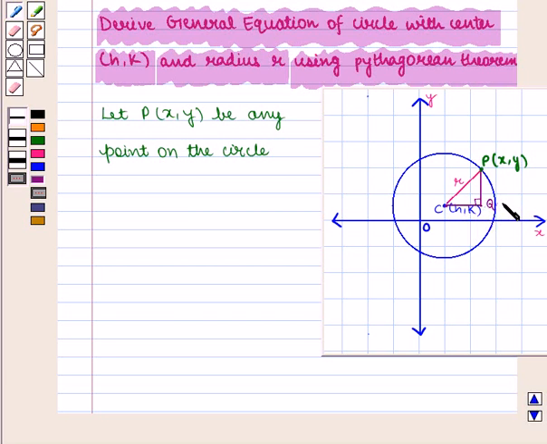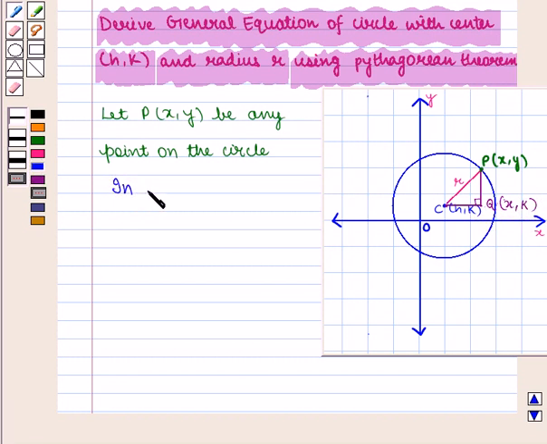Its x coordinate will be the same as the x coordinate of point P because both lie on the same vertical line. That is, its x coordinate will be x, and its y coordinate will be the same as the y coordinate of point C because both points lie on the same horizontal line. So the y coordinate of Q will be k. So we say that the coordinates of point Q are (x, k).